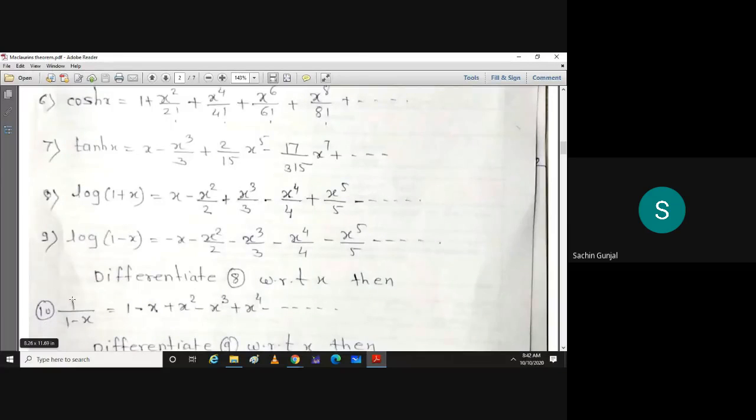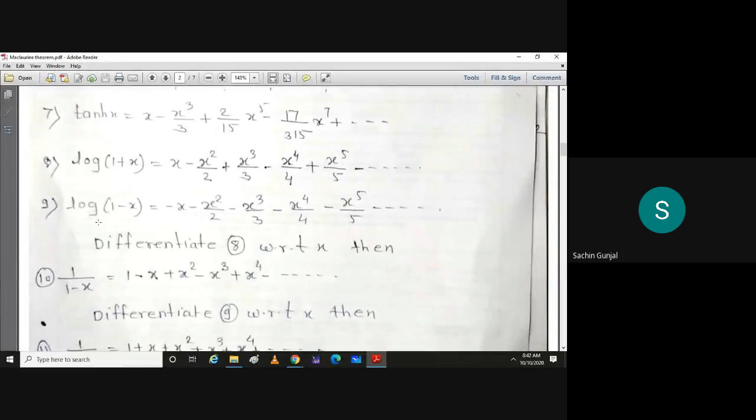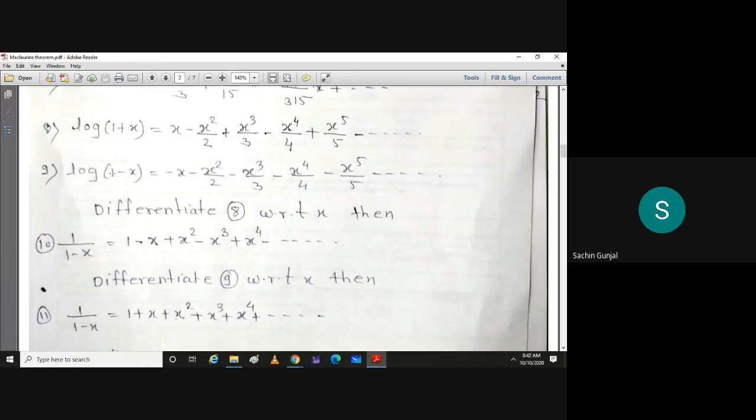Okay, so this is a series expansion of 1 upon 1 plus x. 1 upon 1 plus x is equal to 1 minus x plus x square minus x cube and so on. And if you differentiate it, its differentiation is 1 upon 1 minus x into minus 1. Okay, 1 upon 1 minus x into derivative of minus x is minus 1.